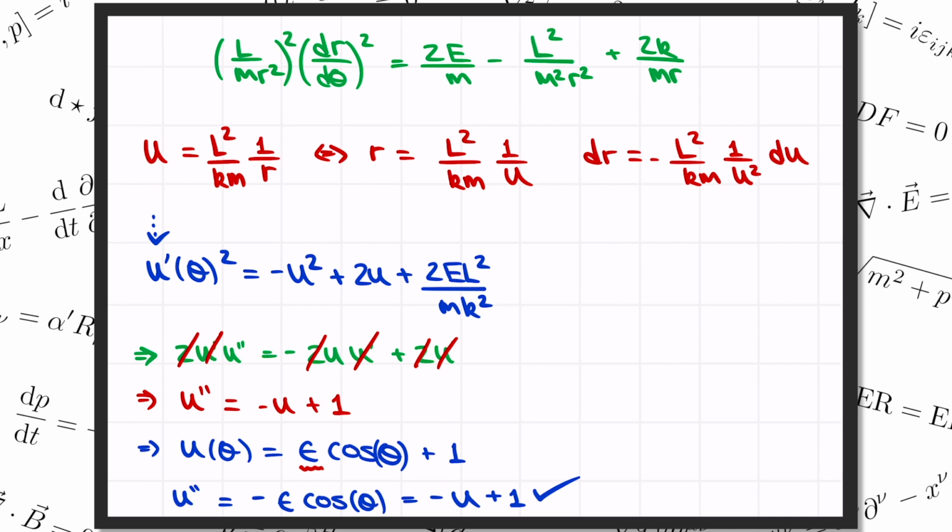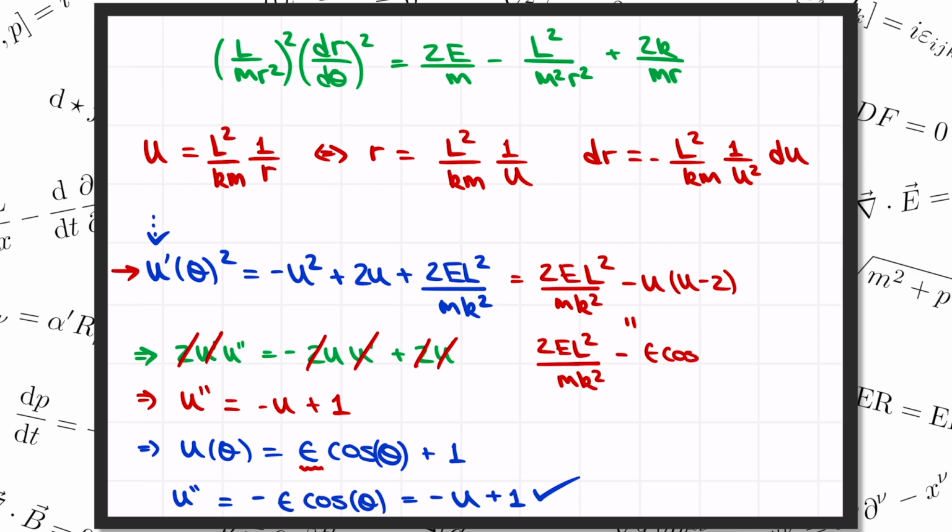To figure out what epsilon is, we need to plug our expression for u back into the original equation for u prime squared before we took the derivative. First of all, note that we can simplify the right-hand side as 2EL squared over mk squared minus u times u minus 2. And that makes it really easy to plug in our expression for u. We get 2EL squared over mk squared minus epsilon cosine of theta plus 1 times epsilon cosine of theta minus 1. And now if we expand that out, we'll have minus epsilon squared cosine squared plus 1 on the right there.